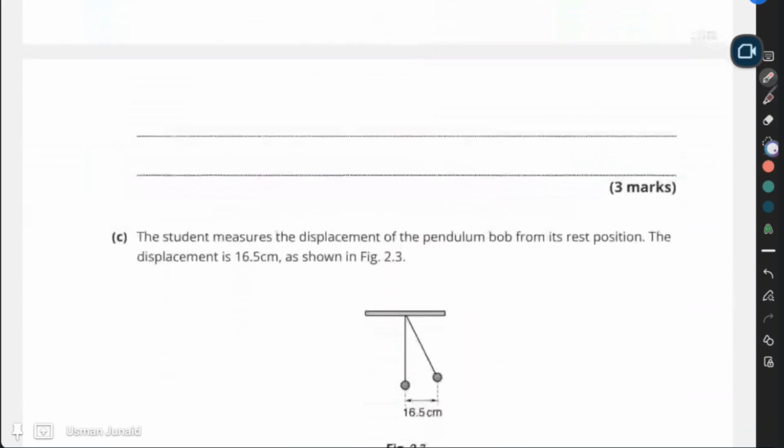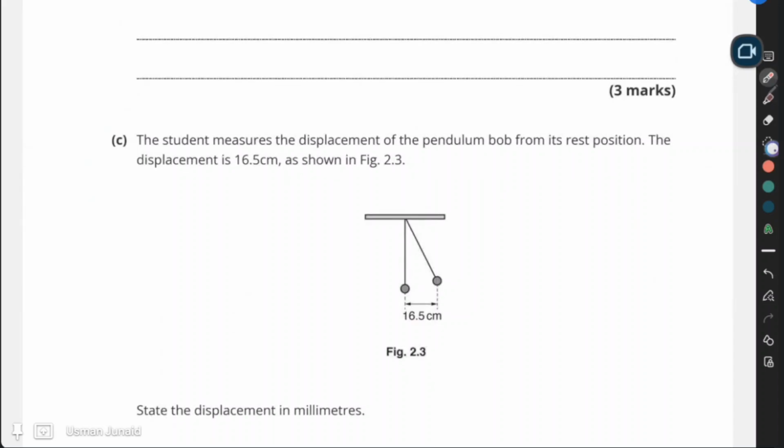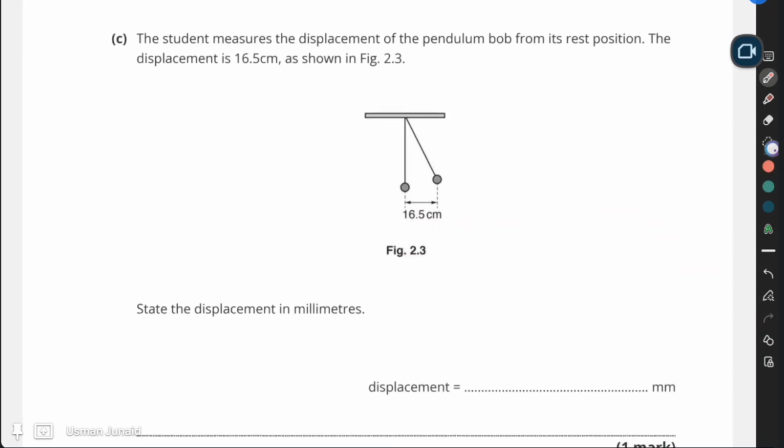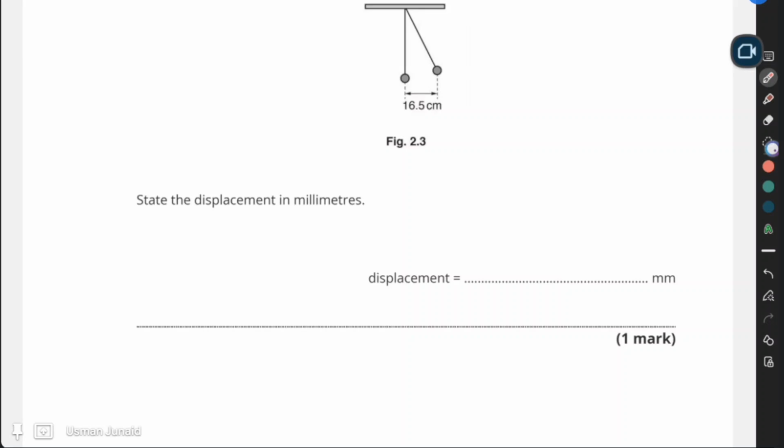The student measures the displacement of the pendulum from its rest position. The displacement is 16.5 as shown in figure 2.3. State the displacement in millimeters. So you have centimeters. Can you tell me the answer in millimeters? 16.5 centimeters into millimeters is 165 millimeters.